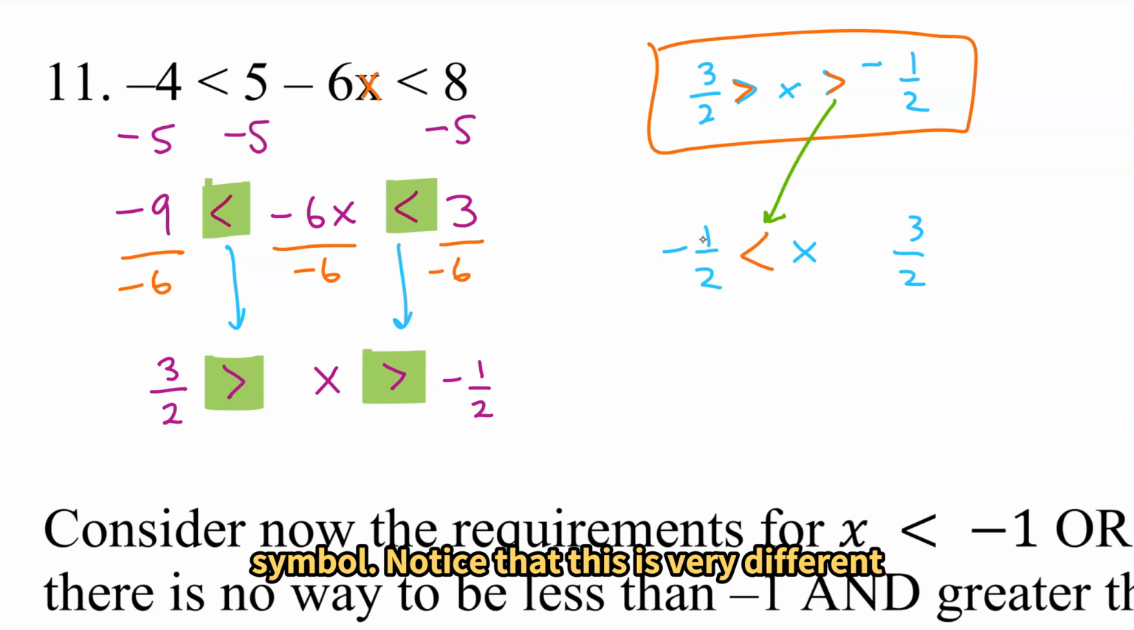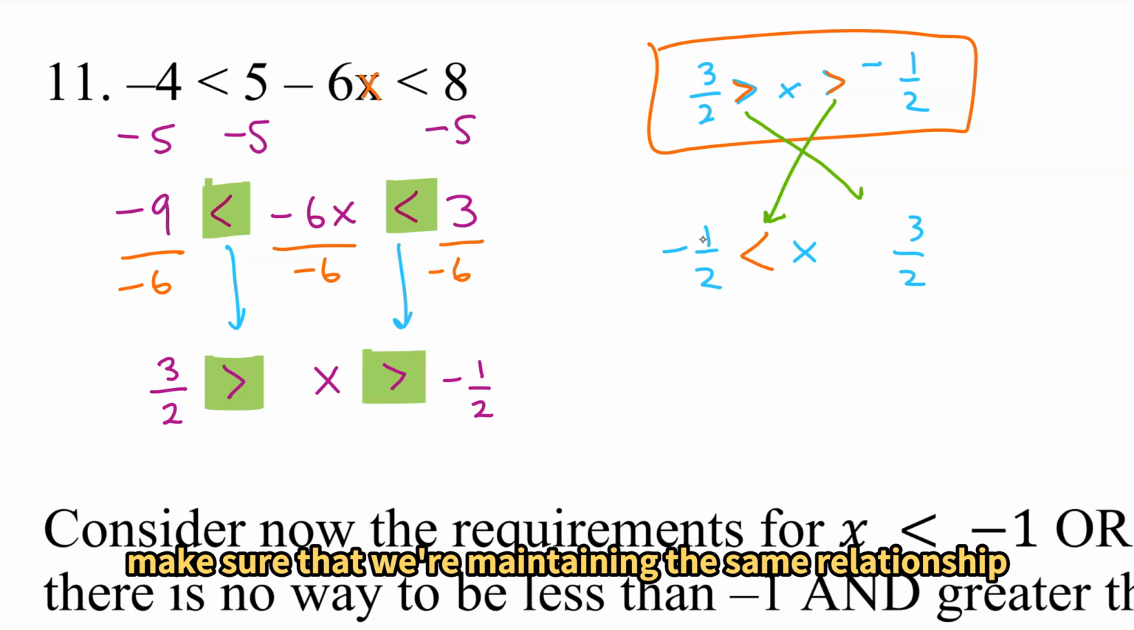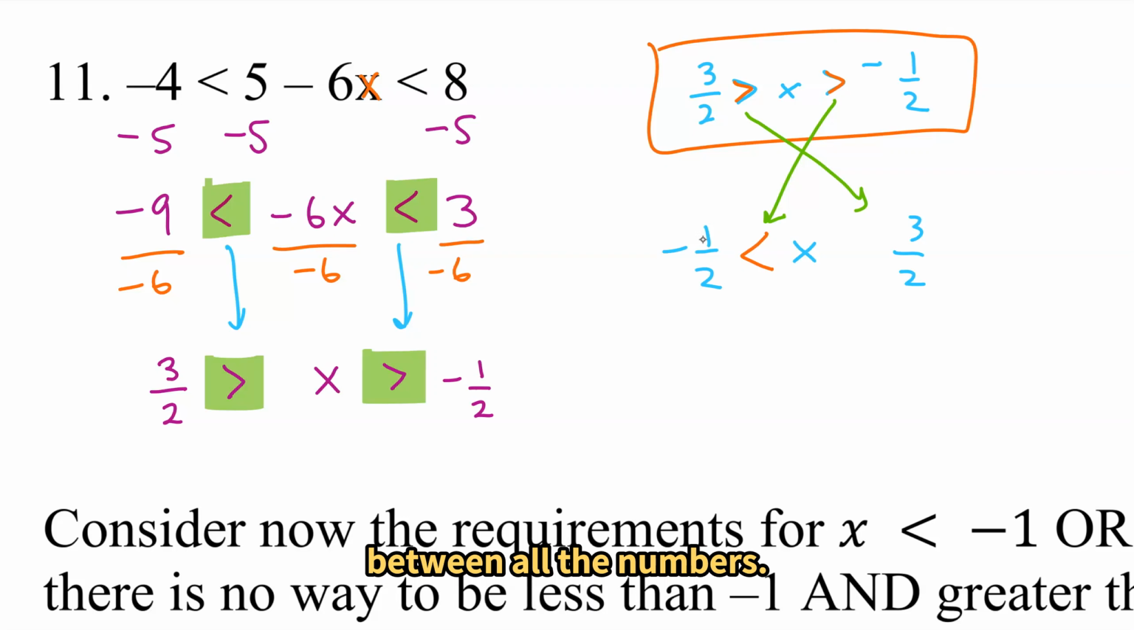Notice that this is very different from what we did before with dividing by the negatives. Dividing by the negatives, we're being forced to switch them to maintain the correct relationship. Here, we're not dividing by a negative or anything. We're keeping the same. We just need to make sure that we're maintaining the same relationship between all the numbers. So 3/2, the alligator's trying to eat it. The alligator still needs to try to eat it.